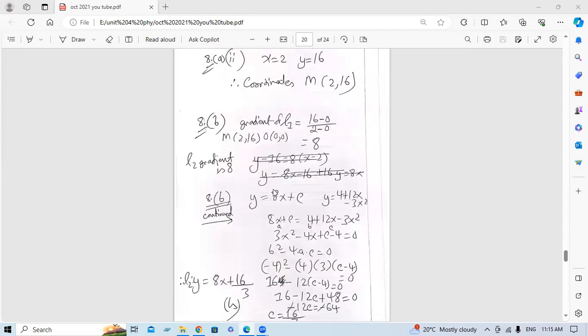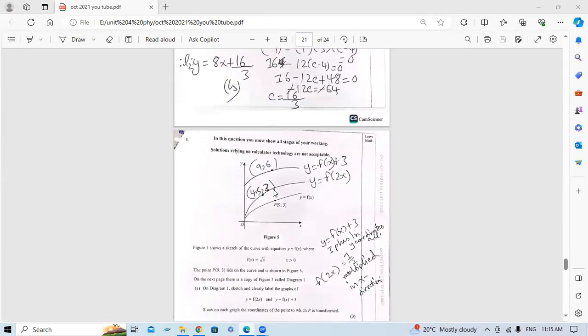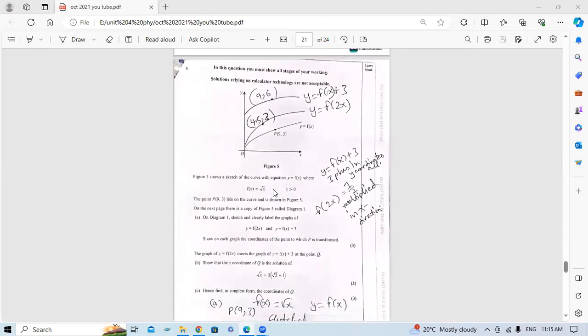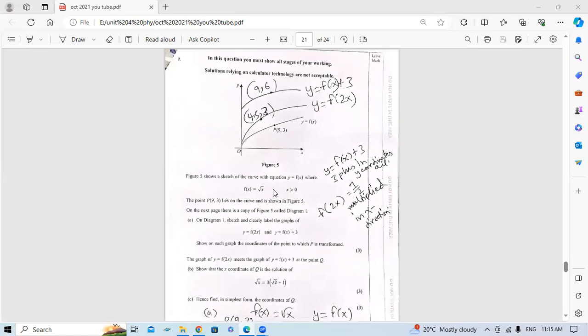Okay, then move on to question number 9. In this question, you must show all stages of your working. Solutions relying on calculator technology are not acceptable. Figure 5 shows the graph of the curve with equation y equals f(x), where f(x) equals root x and x is greater than 0. The point P has coordinates (9, 3), which lies on the curve. It is shown in figure 5.